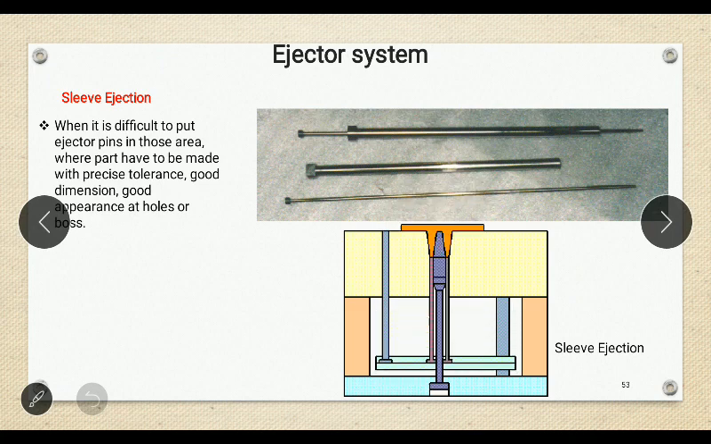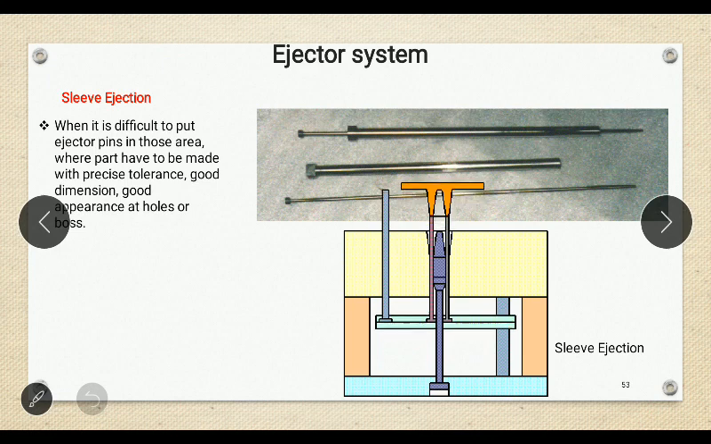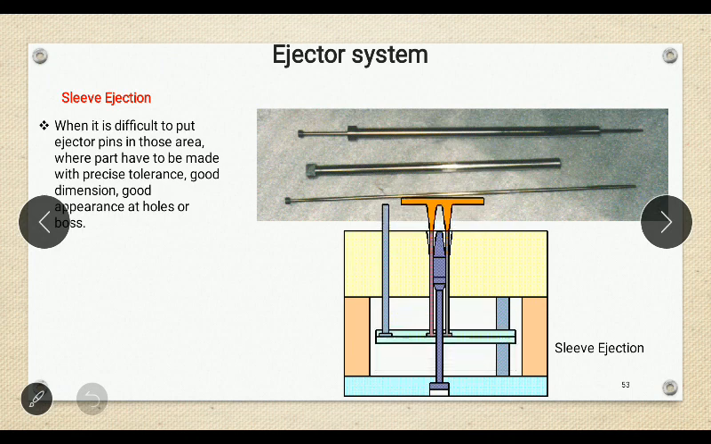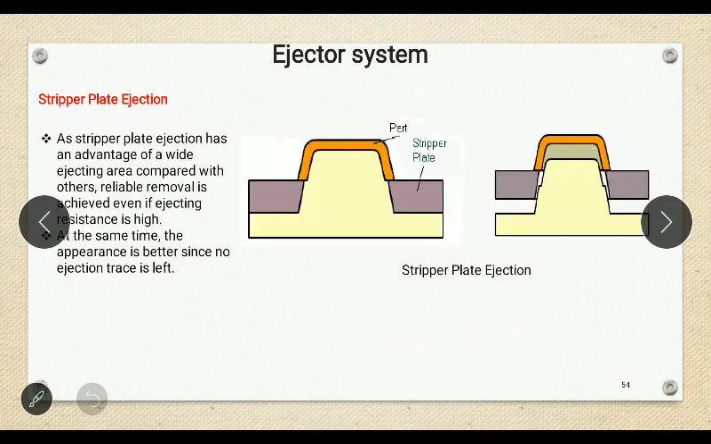Next is sleeve ejection. Sleeve ejectors are used to withdraw delicate, precise components with good appearance. A sleeve is used to remove the component. The stripper plate ejection has the advantage of a wide contact area during ejection of the component compared with others. The ejection process is reliable even if the resistance is high. The appearance of the removed product is better as there are no traces on the component from contact between the stripper plate and the component.